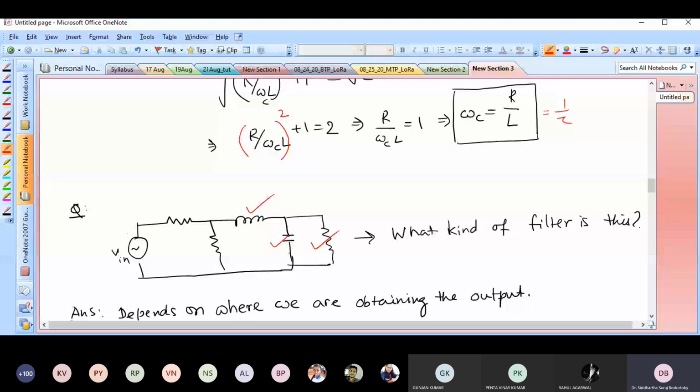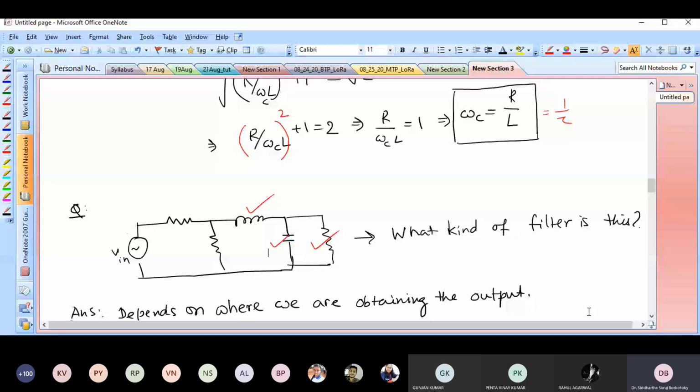So specifying exactly where the input is and where the output is important. People tend to say that RL filters are low pass filters. What they really mean is that it's an RL circuit with the output taken across R, not across L. Because if you take the output across L, then it's no longer a low pass filter. This is something we need to keep in mind, because it is important. Whenever we are talking about a filter, we need to ask where the output is.